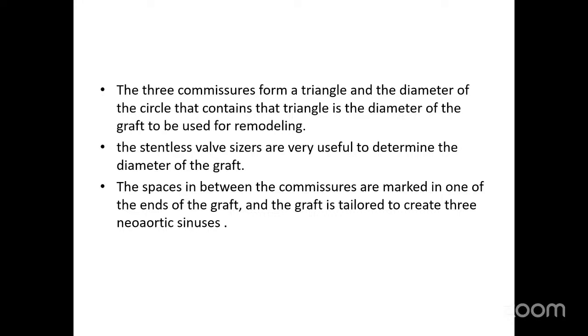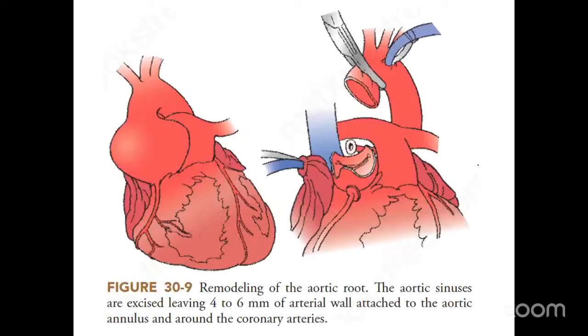The spaces in between the commissures are marked in one of the ends of the graft, and the graft is tailored to create three new aortic sinuses. This can be seen here: dilatation and remodeling of the aortic root. The aortic sinuses are excised, leaving 4 to 6 millimeters of aortic wall attached to the aortic annulus and around the coronary buttons.